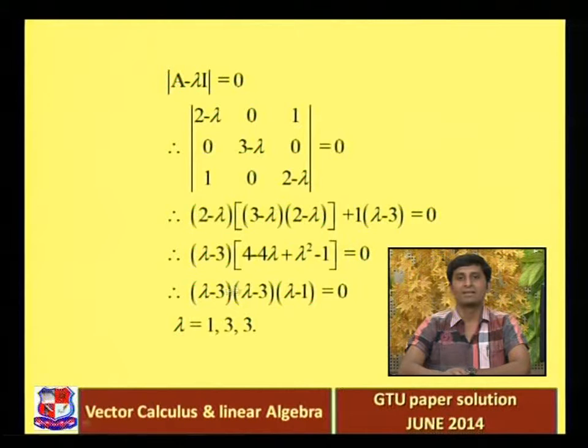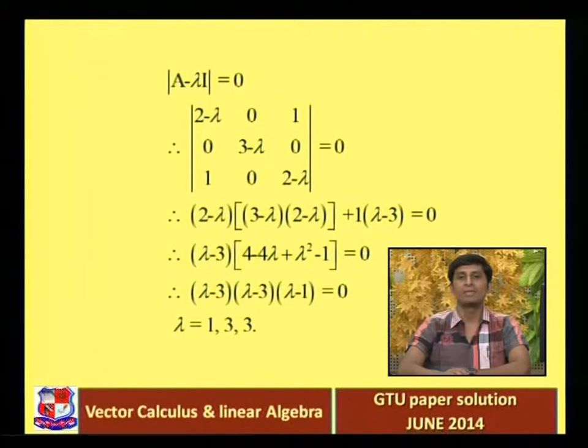So lambda minus 3 will be common. Finally in the bracket you will get 4 minus 4 lambda plus lambda square minus 1, that is equal to 0. So finally you will get lambda minus 3 into lambda minus 1, that is equal to 0.